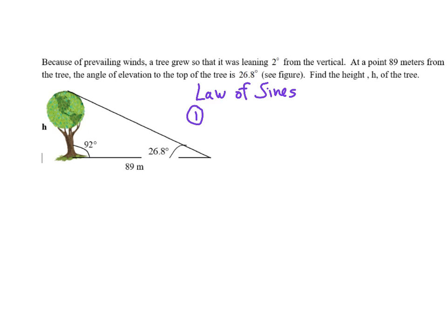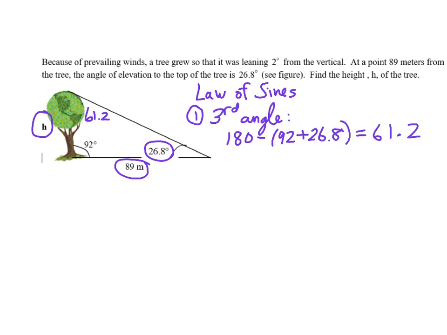So for law of sines, each fraction is going to be a side and its opposite angle. So look at what we have here. We have a side, which is our unknown value, and our opposite angle here. And we have another side. We need the opposite angle to that side. So the very first thing we're going to do is find that third angle. Since we know two angles, we can find the third. So we take 180 minus the sum of the 92 and the 26.8, and we get 61.2.